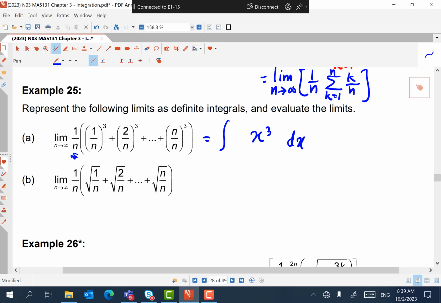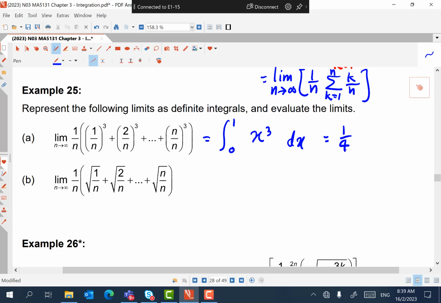This one typically represents the width of the rectangle, and then it's 0 to 1. So if you've got very good eyesight, like Jun Seok, you can see immediately. Then working on this limit, it gives you an answer of 1/4.